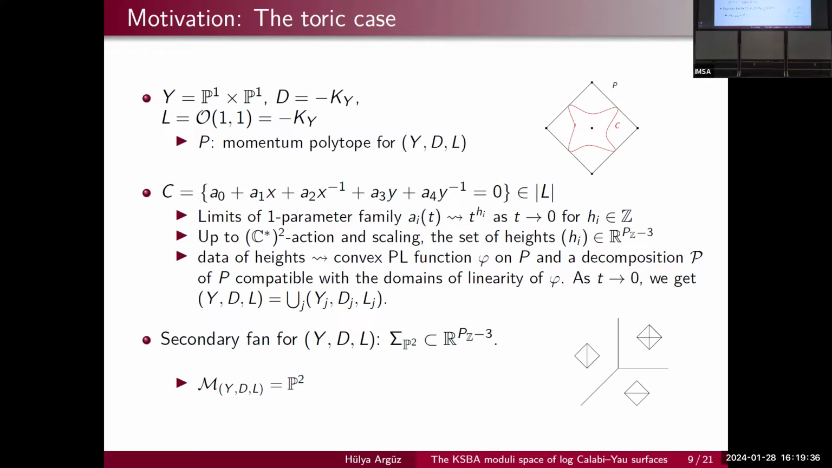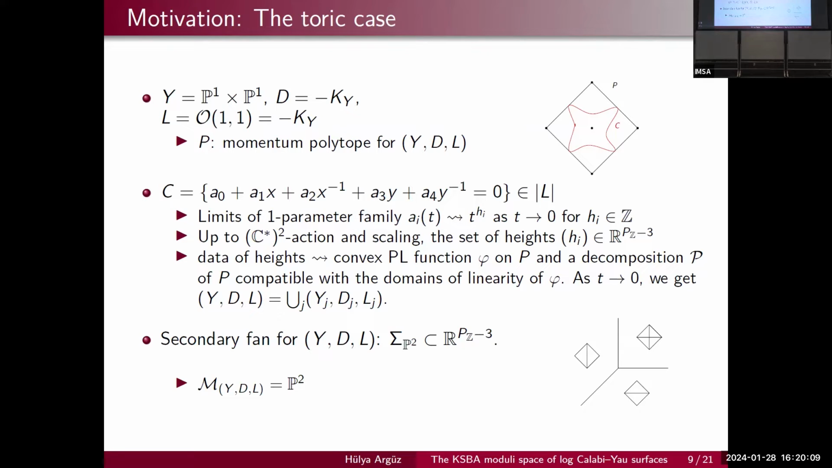Actually, I don't have a1 to a4 because there's a C-star squared action on the toric variety. You can reparameterize, you can cut off two dimensions. You can scale everything, which amounts to cutting off one dimension. So my set of heights is actually not 5, but 5 minus 3. So I have two heights in this case. My KSB moduli space is going to be two-dimensional. In general, the KSB moduli space is always going to have dimension R to the number of integral points minus the dimension of P minus 1.